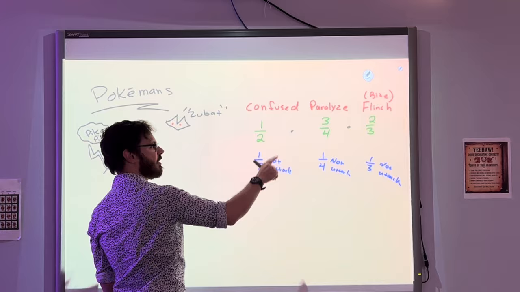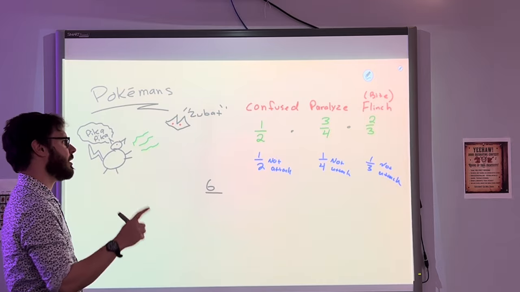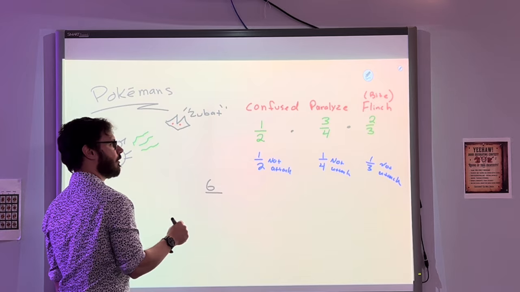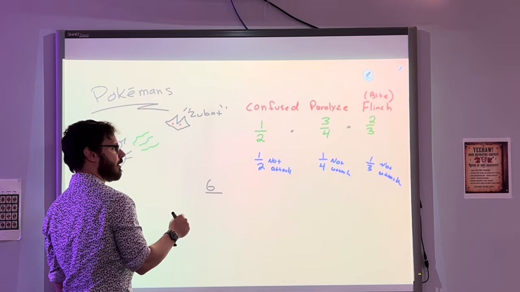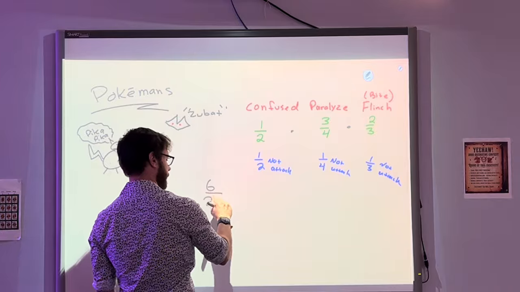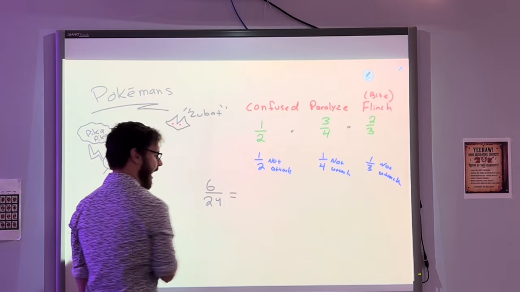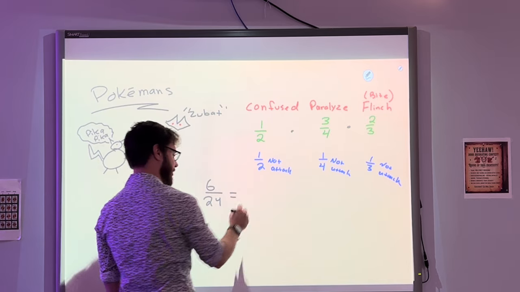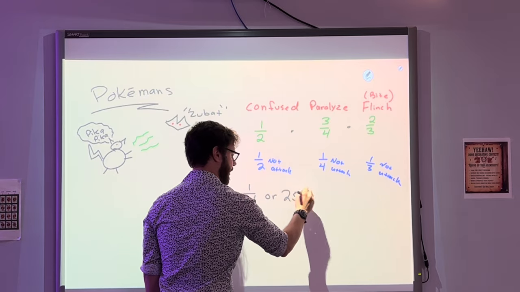So 1 times 3 times 2 gives me 6 for my numerator, and 2 times 3 times 4 gives me, what is that, 12? Brain power, 8? No, 8 times 3, 24. Okay, yeah. So the chance I actually get to attack is really low, 1 out of 4, or 25% of the time.